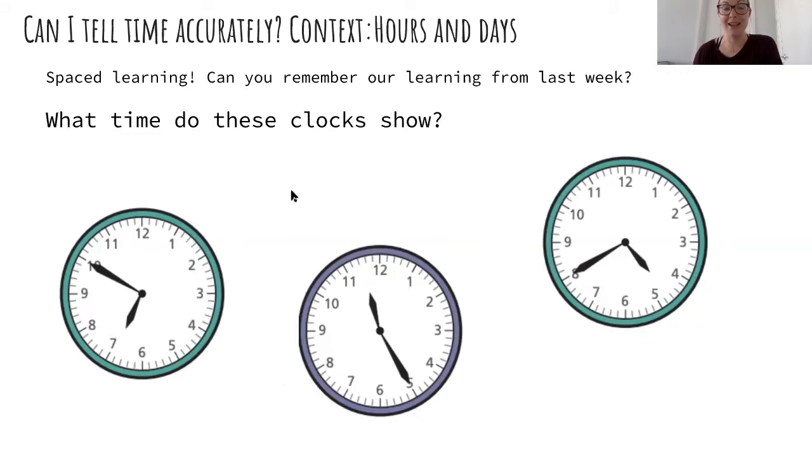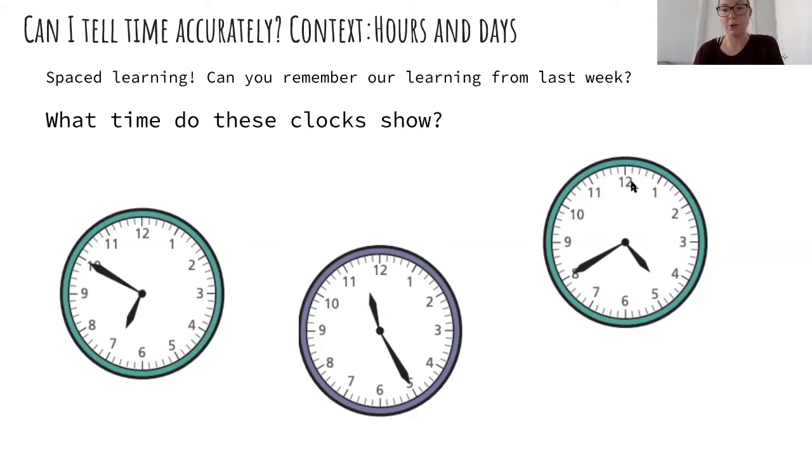Okay, well done. So this one is 10 to 7. There are 10 minutes left until 7 o'clock. So this one is 10 to 7. This one I'm going to double check with my 5 times table. 5, 10, 15, 20, 25. This one is 25 past, and the hour hand's gone past 11. So it's 25 past 11.